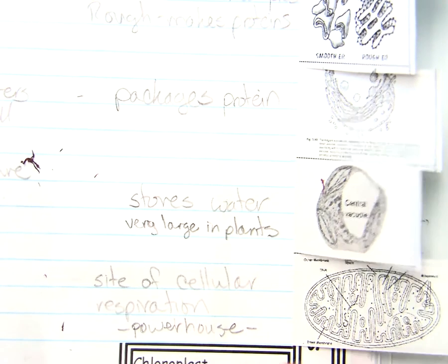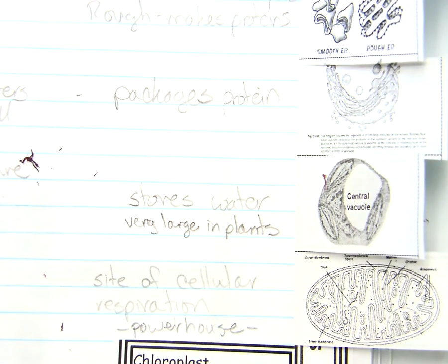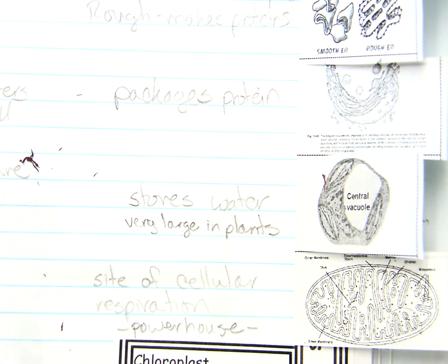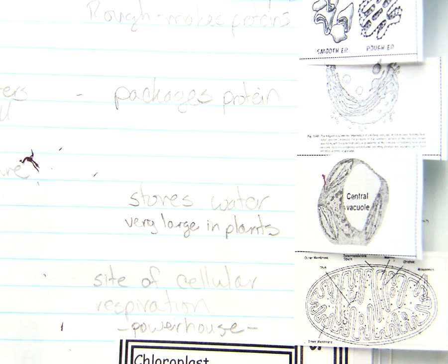Mitochondria is the site of cellular respiration. It's often referred to as the powerhouse of the cell. This is where the cell, whether it's a plant cell or an animal cell, is going to be getting usable energy from.